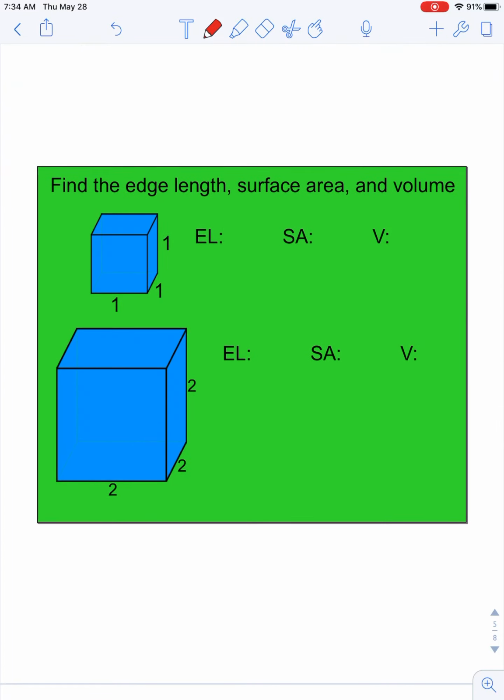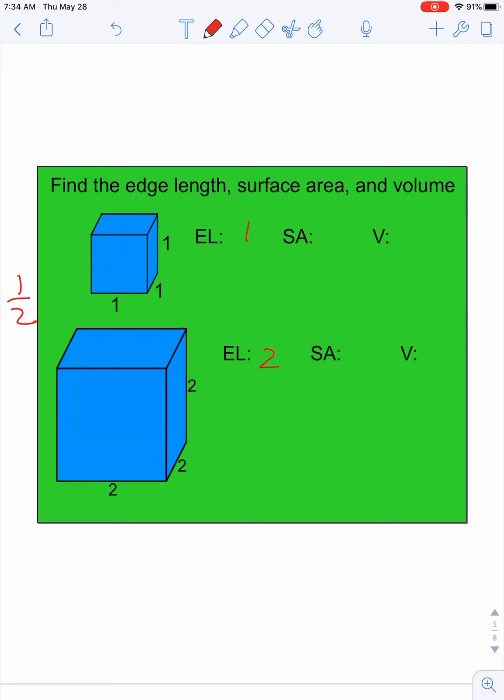So let's take a look at surface area and volume and how it compares. These two are similar solids because all of the corresponding sides are in the ratio of 1 to 2. So my edge length here is 1 and my edge length here is 2.